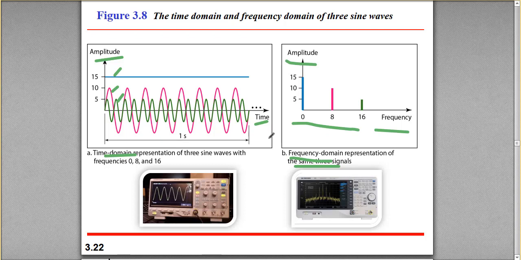However, this frequency domain representation of the three sine waves has one major drawback, and that is it has no information about the phase of the three signals. Time domain representation, on the other hand, does give us such information for all of the three signals. In real life, time domain plots are usually obtained using an instrument called an oscilloscope, while frequency domain plots are obtained using a device called a spectrum analyzer.